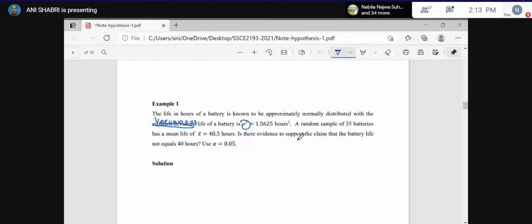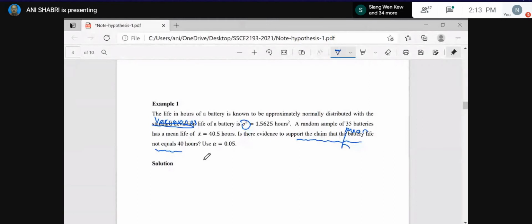Okay, this one is not equal. Look at the table. If you see this one, not equal is here. The alternative is not equal, and the null hypothesis is equal. We must write it. Yeah, understand. Mu null is 40. For this one, mu null is 40.